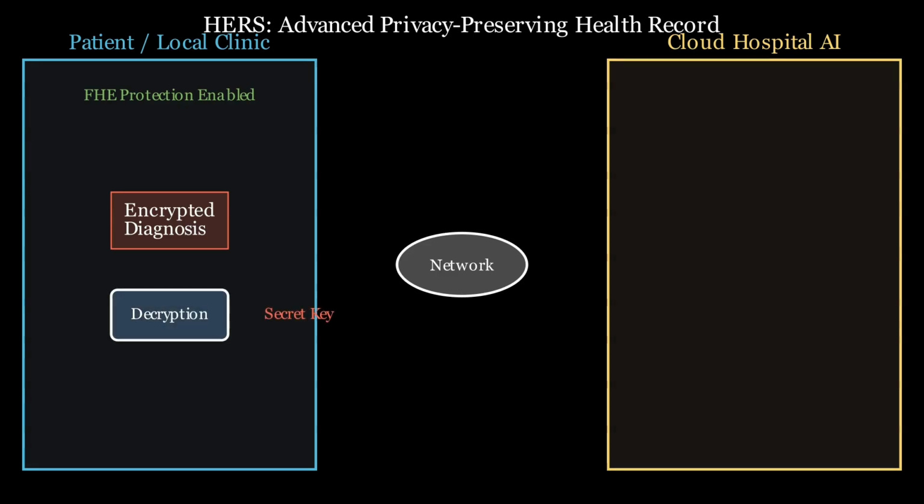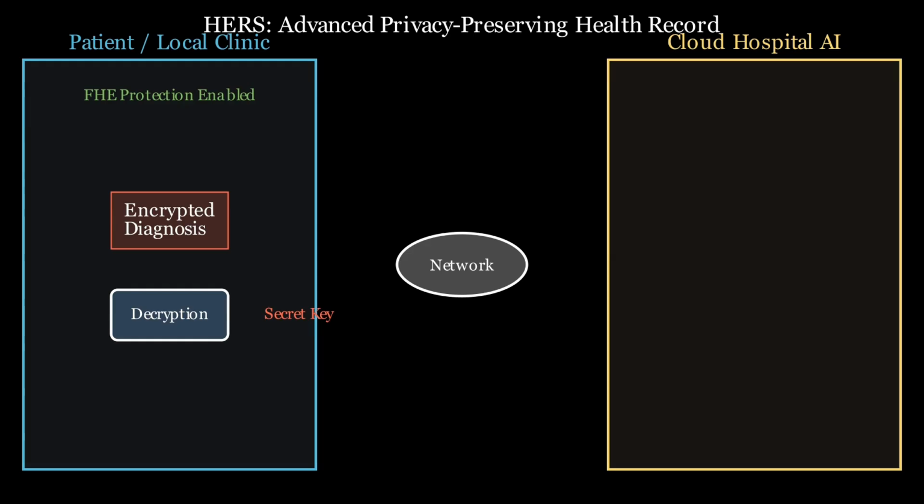The encrypted result now safely arrives back at the patient's local environment. This brings us to the absolute core of the HERS architecture, the Zero Trust Privacy Perimeter. Notice the introduction of the secret key. In asymmetric homomorphic encryption, while the public key is used to lock the data and perform cloud computations, only the corresponding secret key can reverse the mathematical noise and unlock the final result.